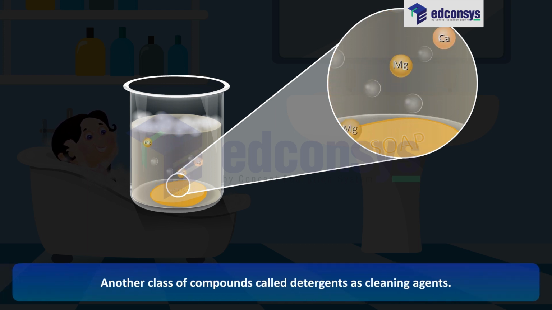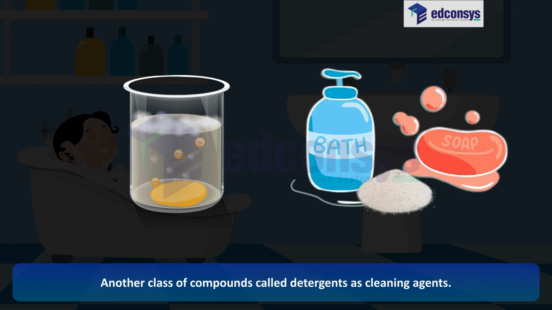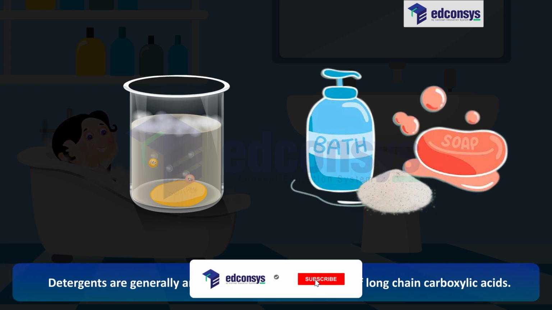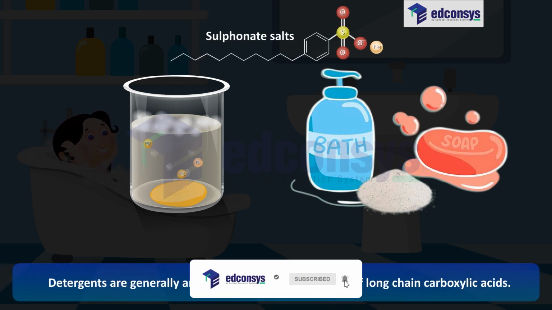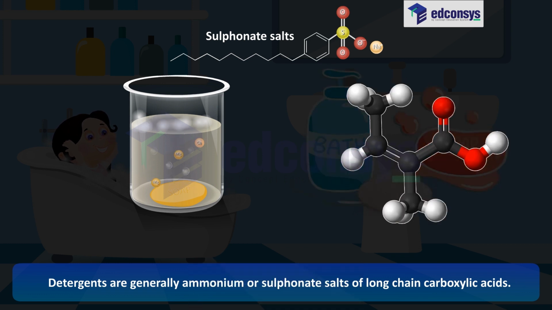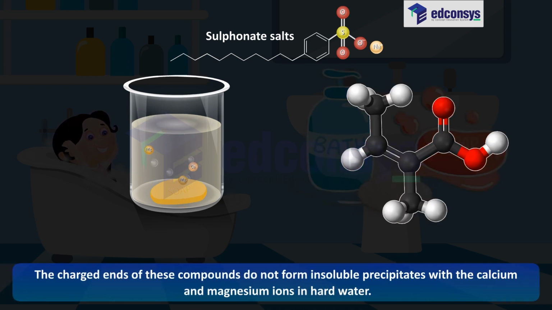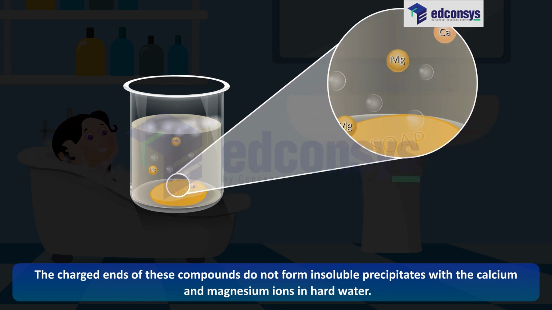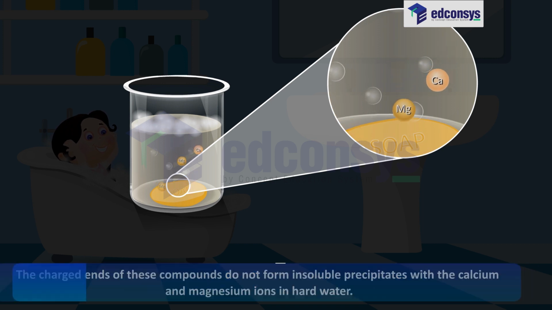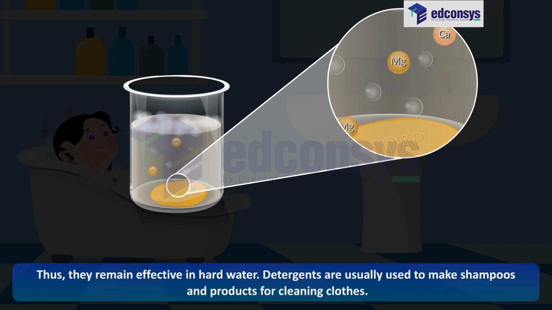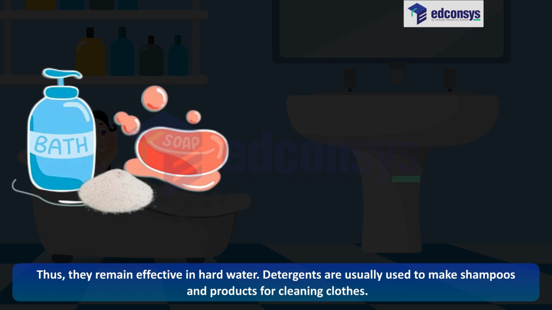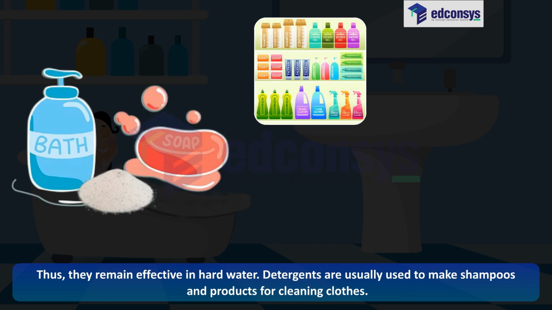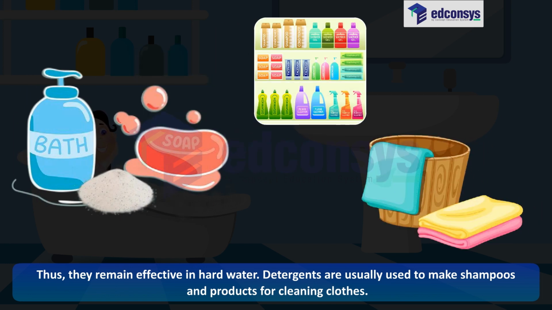Another class of compounds, called detergents, are used as cleaning agents. Detergents are generally ammonium or sulfonate salts of long-chain carboxylic acids. The charged ends of these compounds do not form insoluble precipitates with the calcium and magnesium ions in hard water. Thus, they remain effective in hard water. Detergents are usually used to make shampoos and products for cleaning clothes.